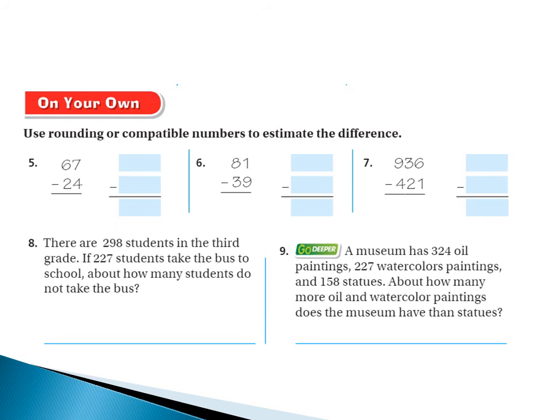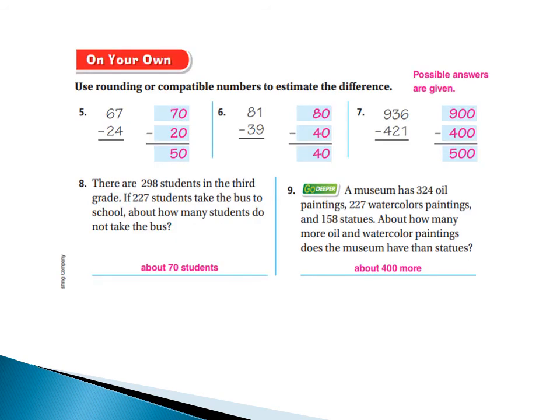On your own. Please, I want you to pause the video and try to solve these questions by yourselves. Are you ready? It's time to check your answers. Remember, possible answers are given here. Let's go through it quickly. 67 minus 24, I rounded 67 to the nearest 10, 70. 24, I rounded it to the nearest 10, 20. 70 minus 20 equals 50.